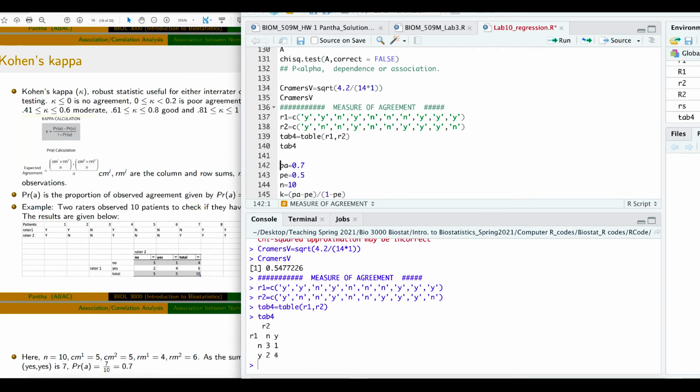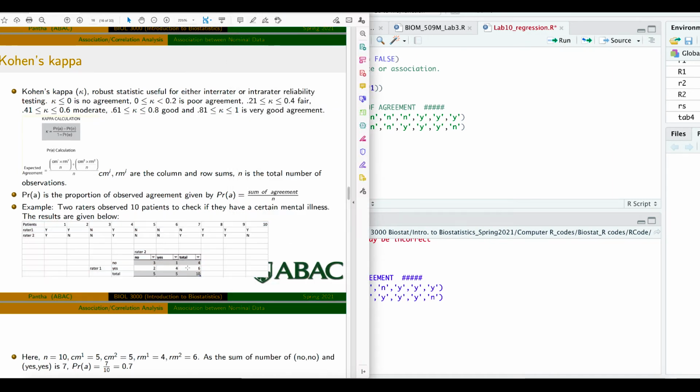4 of them say yes, yes. 4 of the patients, both of the raters say yes. 3 of them, both of the raters say no, and 1 of them, the first rater says no, second rater says yes. For the two of the patients, first rater says yes, second rater says no. That's what we got. And if I find the column sum and row sum here, you see that 3 plus 1 is 4, 2 plus 4 is 6, 3 plus 2 is 5, 1 plus 4 is 5.